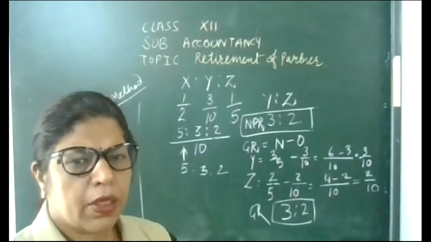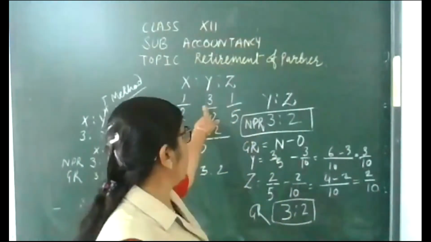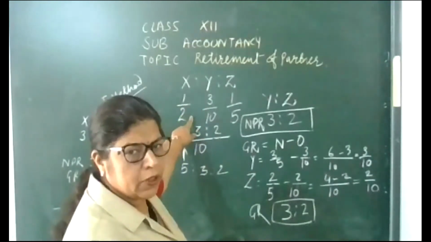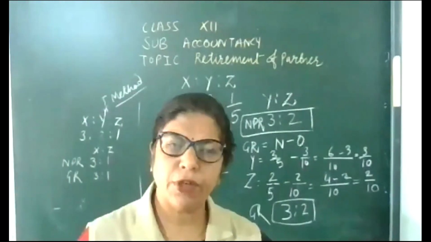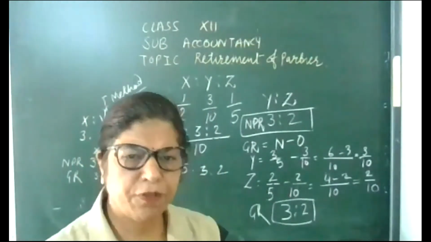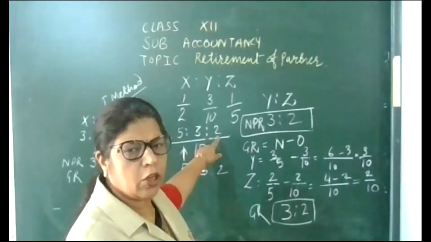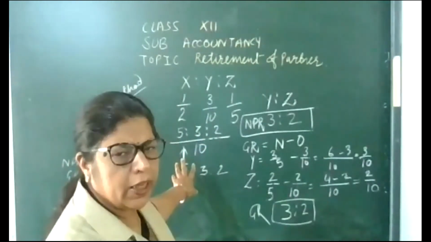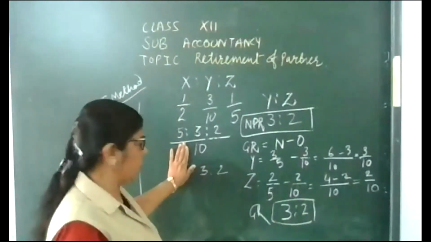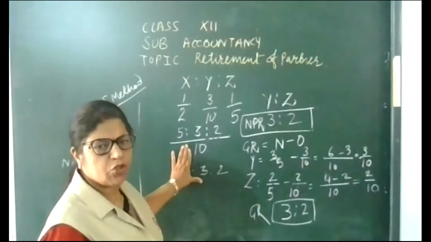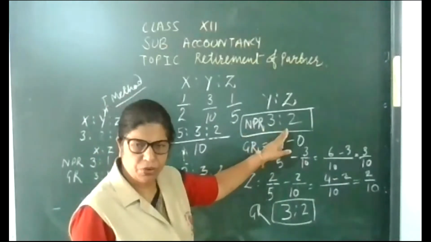So children, if you want to see this question on screen, X, Y, Z are partners with 1 by 2, 3 by 10, 1 by 5. We cannot solve it from here. First, what we have to do is make the denominator common. Then it becomes 5, 3, 2. Now X is going to retire. See, the outgoing partner's share you will remove this way. The remaining partners' ratio will be 3:2.